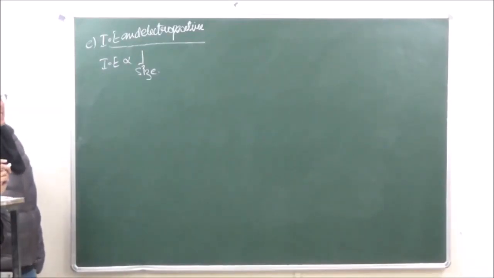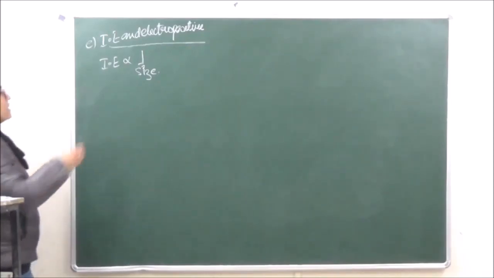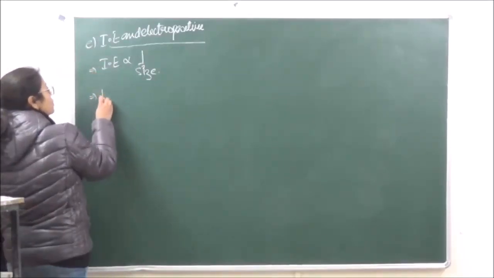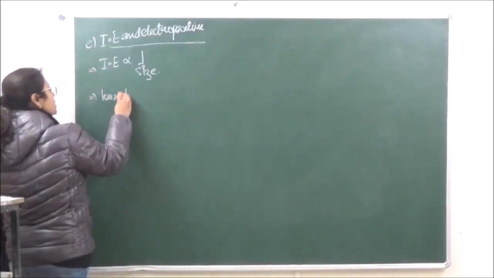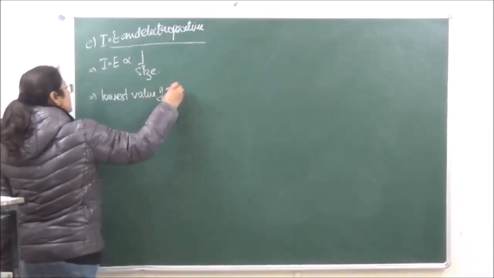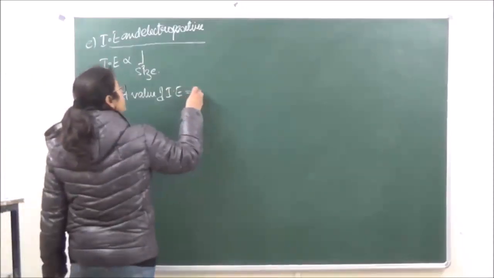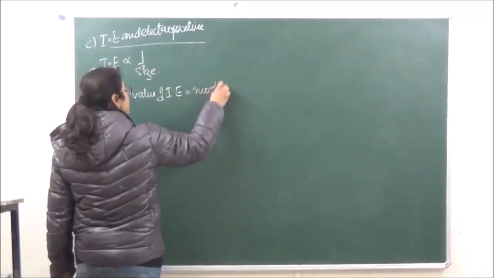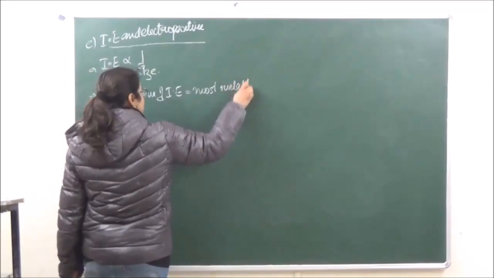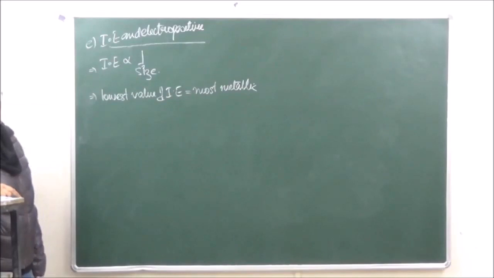Now we've already spoken about the fact that the alkali metals are going to have the largest size in the periodic table. Therefore, they are going to have the lowest value of ionization energies. And if they are having the lowest value of ionization energy, they are going to be most metallic. Okay, they are going to be most metallic.